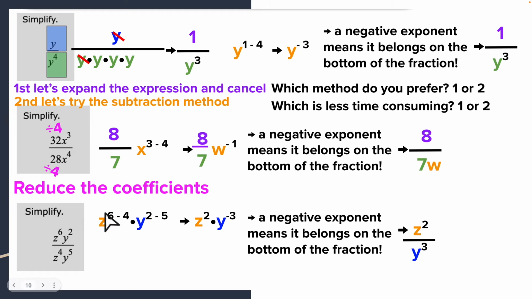Top and 4 on the bottom. So now I would cancel the 4 on the bottom with 4 on top, and I have 2 left over on the top. So now the fraction part is done, but on the top I have the exponent. I'm going to go ahead and do the subtraction method.